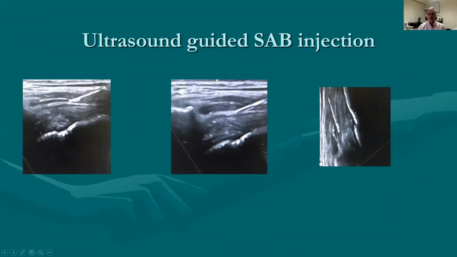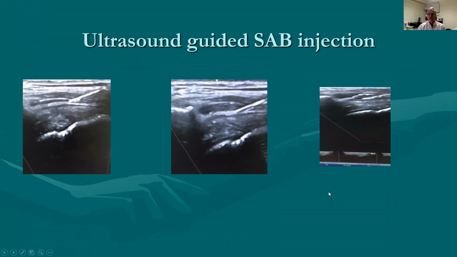Here's just a demonstration of an ultrasound guided injection into the subacromial space, where you can see the subacromial space beginning to dilate with injection just above the supraspinatus tendon.